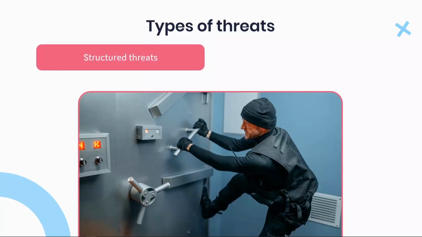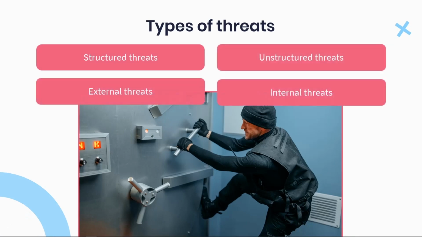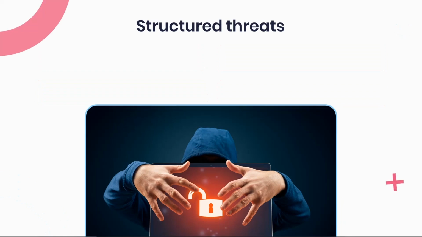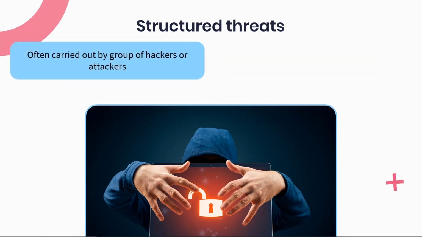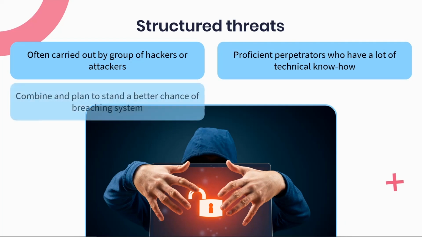There are 4 main ways in which threats are carried out: structured threats, unstructured threats, external and internal threats. Let's look a bit closer at each one. A structured threat is one which most companies and businesses pray never occurs. This type of threat is often carried out by a group of hackers or attackers who collectively share a common goal to cause disruption to a specific system or network. The people behind these threats are proficient perpetrators who are very skilled and have a lot of technical know-how. And by combining and planning, they stand a better chance of breaching a system.